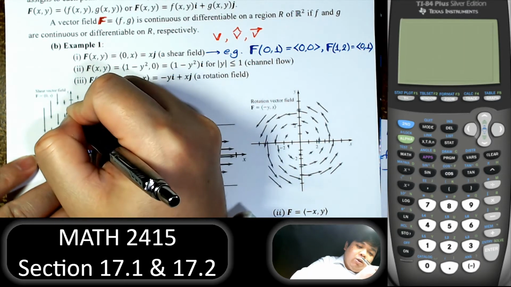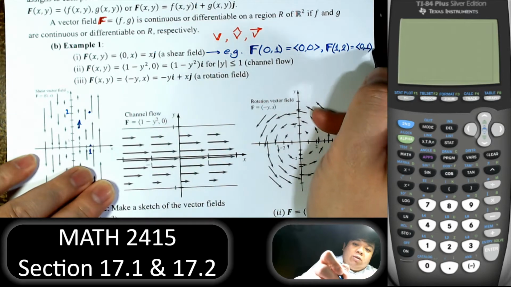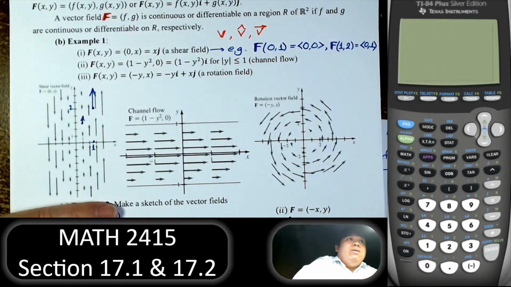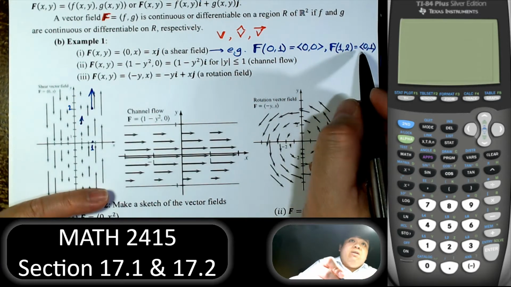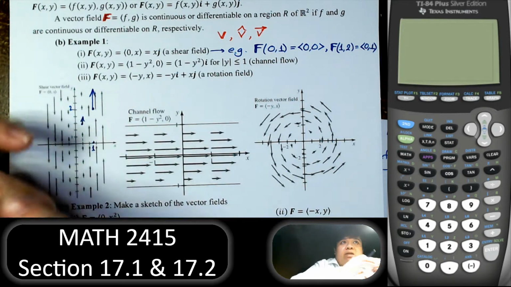X equal to 1, y equal to 2. Let's say that is the point (1, 2). There's a corresponding vector (0, 1), so you can write a vector like that. For each point, we will find a vector and then we just plot the vector at that point. So that gives us a vector field.